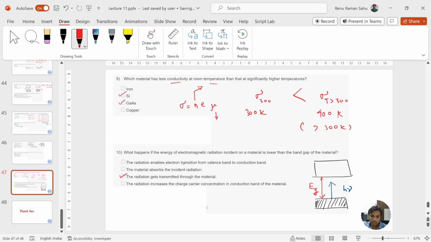Okay, the radiation enables electron transition from valence band to conduction band. That cannot happen. That will happen only if h nu is greater than Eg. But we are given that h nu is lower than the band gap. So this is not the correct answer. What about the material absorbs the incident radiation? It could have absorbed if h nu is greater than Eg. So this is also not correct. Even equal to Eg it may absorb. What about the radiation increases the charge carrier concentration in the conduction band? Is this true?